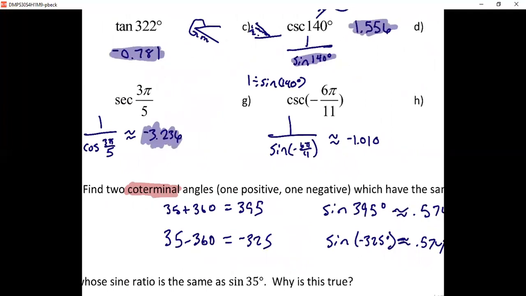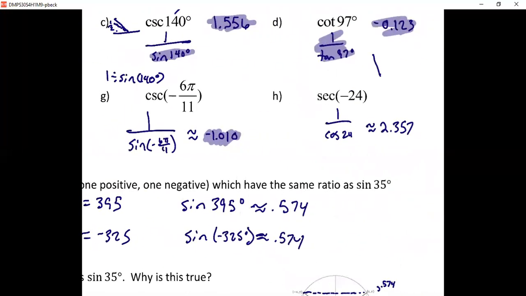Negative 6 pi over 11, we're looking at in quadrant 3. Sine is negative there because the y value is negative. So 1 over the sine of that, the fact that I get a negative answer makes some sense to me.